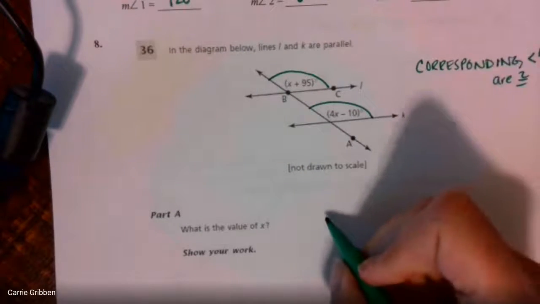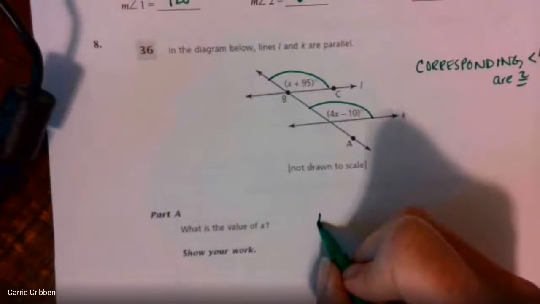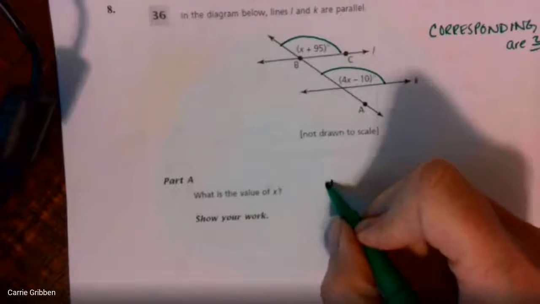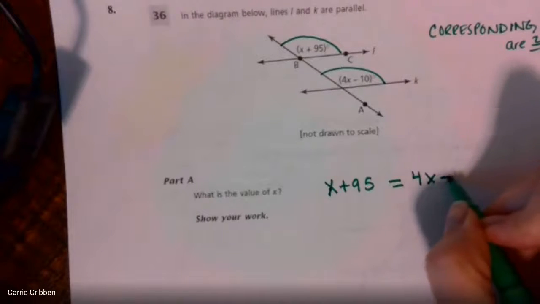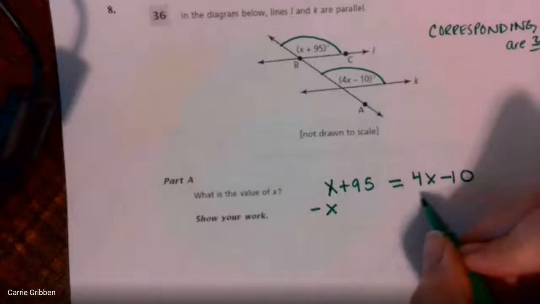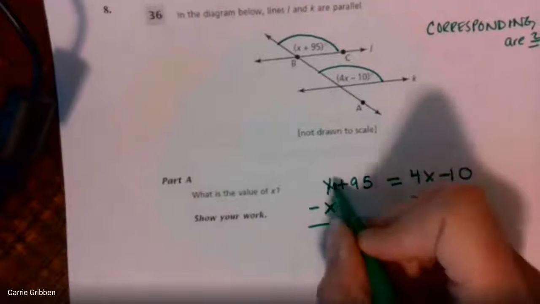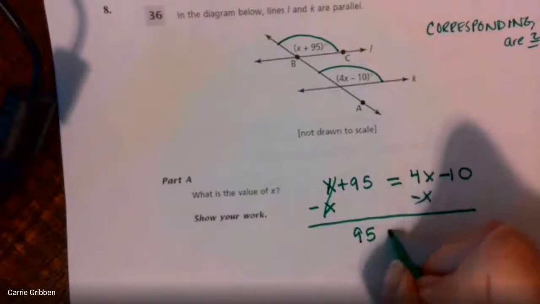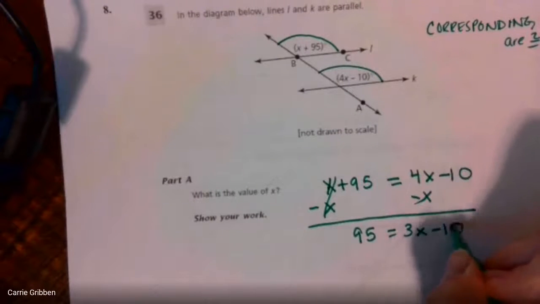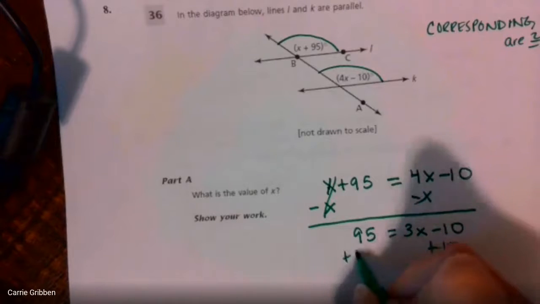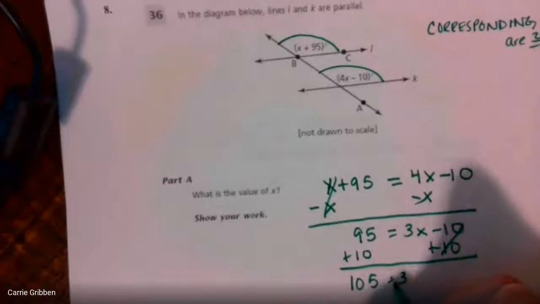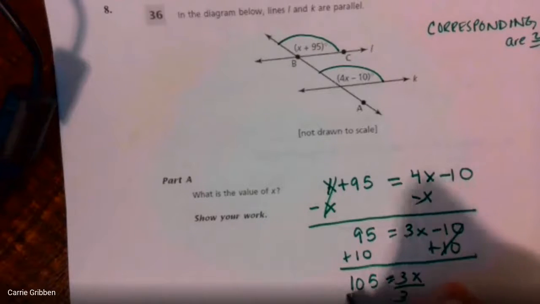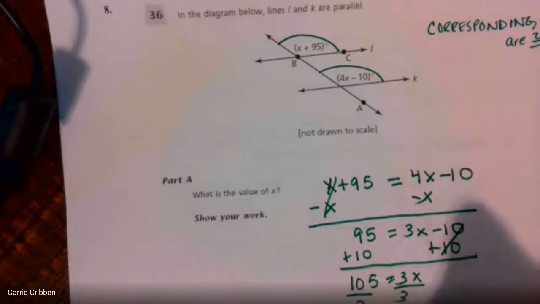That means that if I want to figure out what x is, I'm going to set them equal to one another. So I'm going to say that x plus 95 has to equal 4x minus 10. When I subtract the x on that side, I'm going to get 95 equals 3x minus 10. And I'm going to add back 10. So I'm going to get 105 equals 3x, and I'm going to divide by 3. So it turns out that x would be 35.